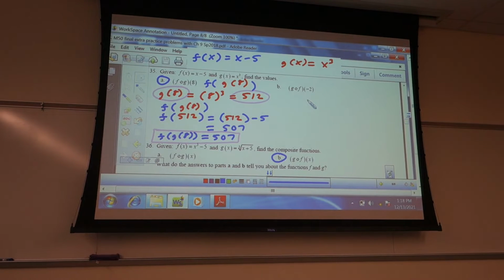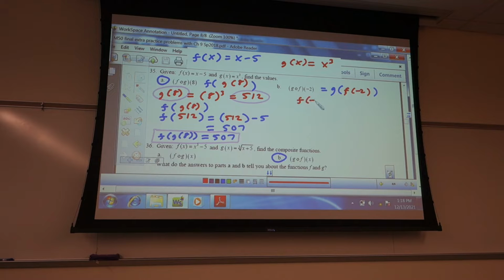Find g of f of -2. So first we're going to rewrite it. Same thing as g of f of -2.